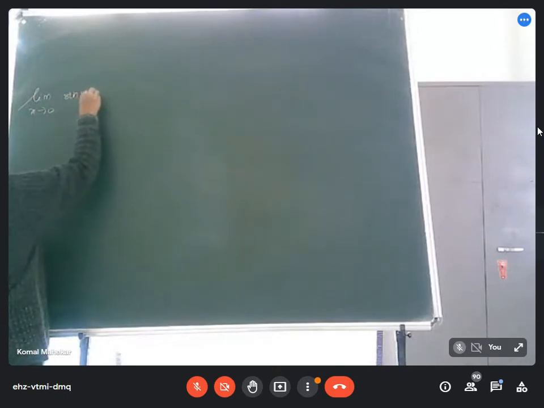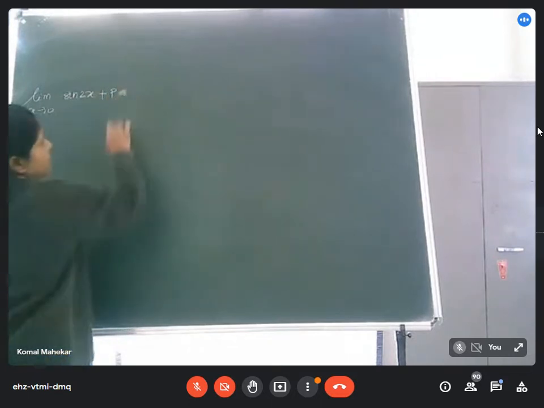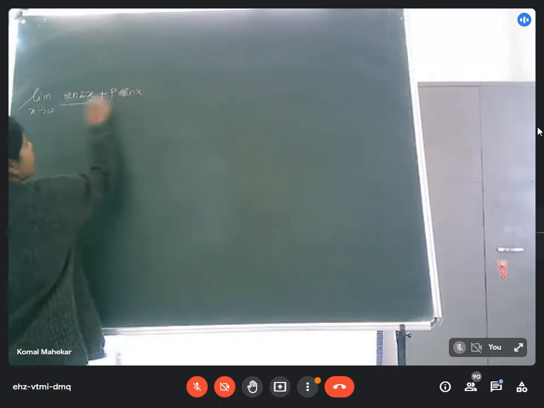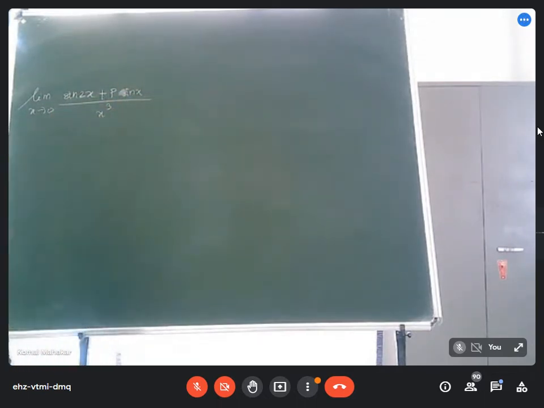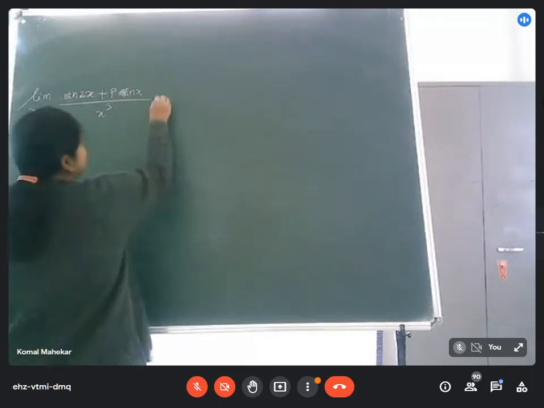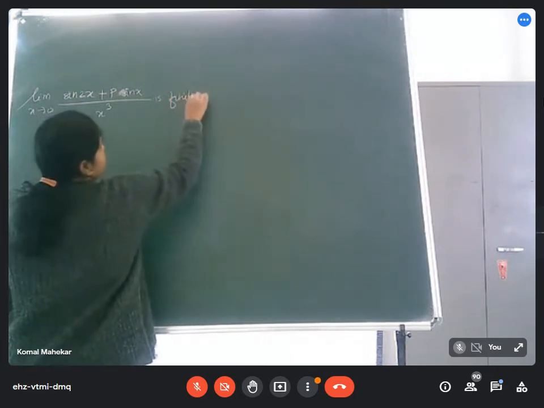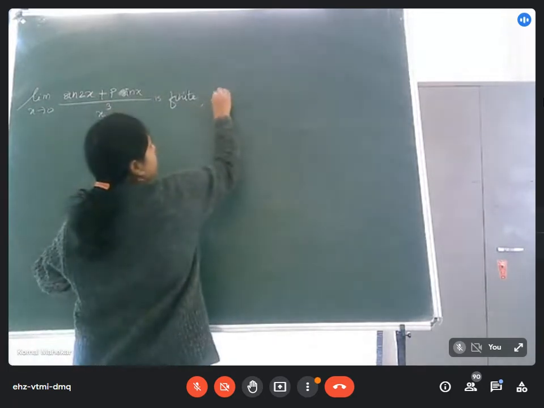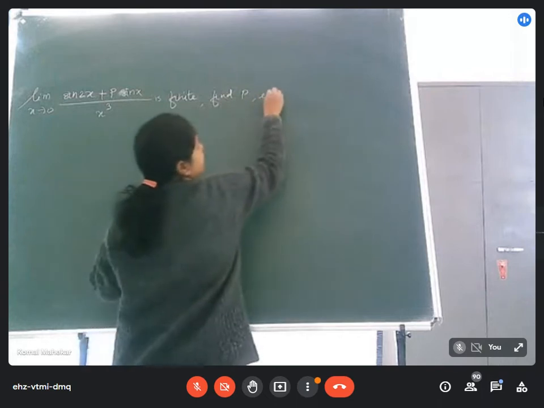Question is, if limit x tends to 0 of (sine 2x plus p sine x) upon x cube is finite, then find the value of p and hence evaluate the limit. This is finite. Limit is finite. This is given to you. Then find the p value and hence evaluate the limit.